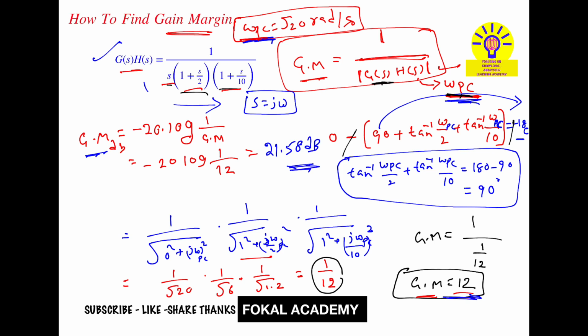In most of the problems, the gain margin is asked in decibels only. So don't forget this, this is very important. Mostly the gain margin is measured in decibels only, so you need to convert it into gain margin in decibels. This is the process of converting the gain margin into decibels, and this is the process of calculating the gain margin.